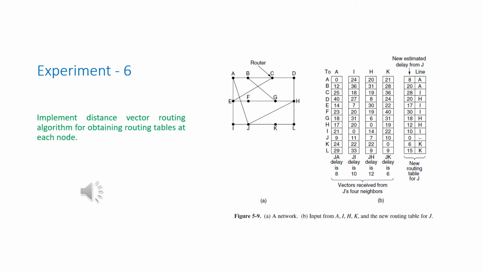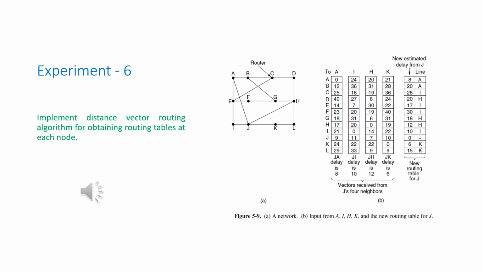5.9a. It is a given network. It consists of a total of 12 routers. So here the distance is counted in milliseconds. And here we already have the routing information with respect to router J.